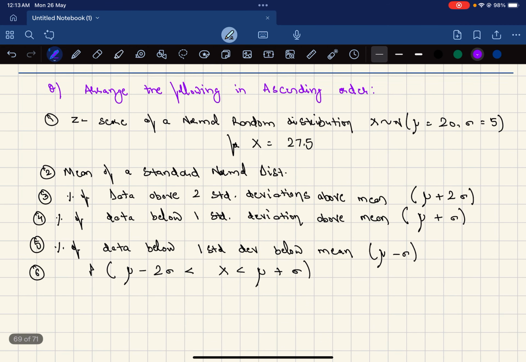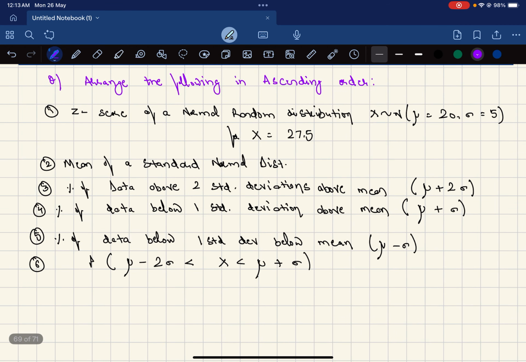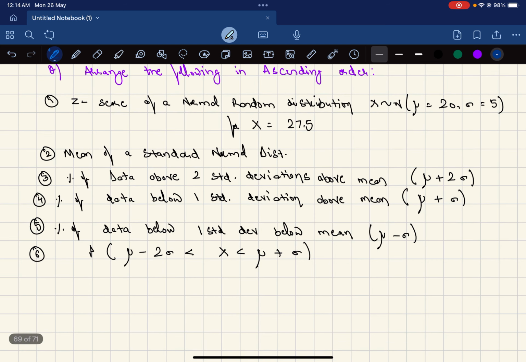Now moving ahead, we would be looking at a couple more examples in this particular session on normal distributions. The question here is that we have to arrange the following in ascending order. For that we just have to compute the various probabilities. The first part is: what is the z-score of a normal random variable x which has a mean of 20 and standard deviation of 5 for x value equal to 27.5? We know that z-score can be computed as (x minus mu) upon sigma. Therefore, we get 27.5 minus 20 divided by 5, which comes out to be 1.5.